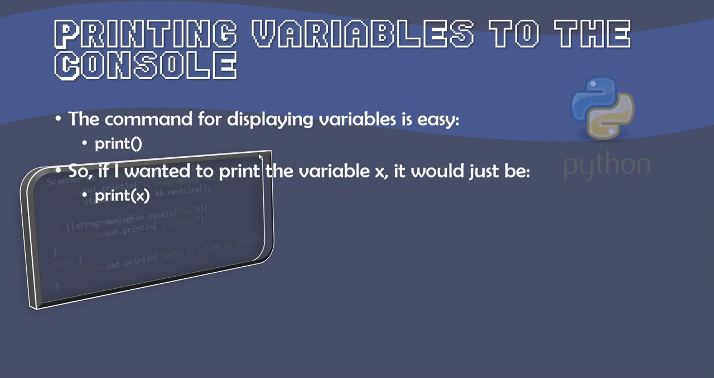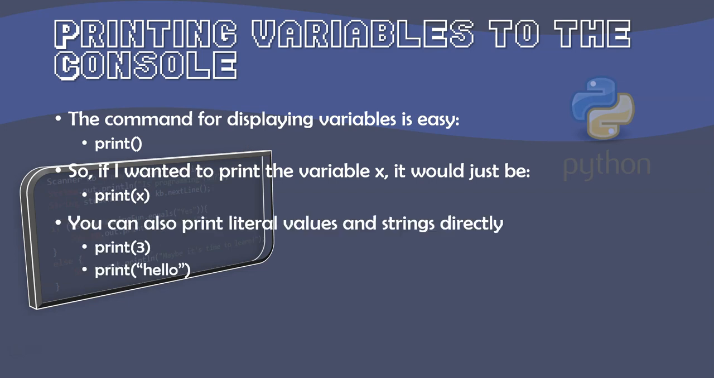And so if I want to print a variable, let's say x, it's just going to be print, and then I put x inside those parentheses. You can also, of course, print literal values and strings directly. So, for example, if I want to print the value 3, I can just say print(3), and it would display the number 3. If I want to print the string hello, notice it's not assigned to a variable, I can, of course, just put that there in quotes, and it would print that out as hello.